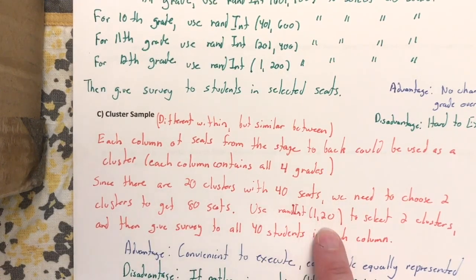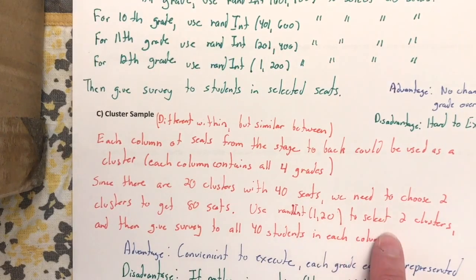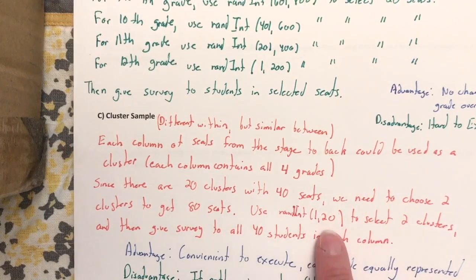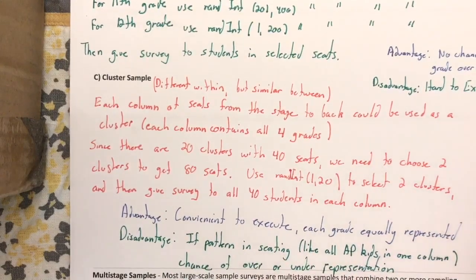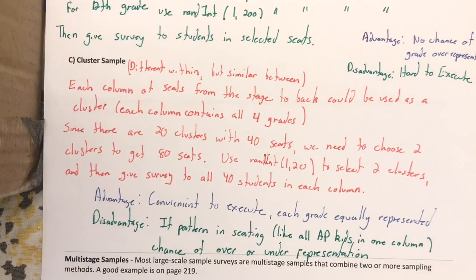So use random integer from 1 to 20. You'll select the 2 clusters from this random integer 1 to 20, and then you'll give the survey to all 40 students in each column. The advantage of this is it's very convenient to execute. Each grade will be equally represented in each column.